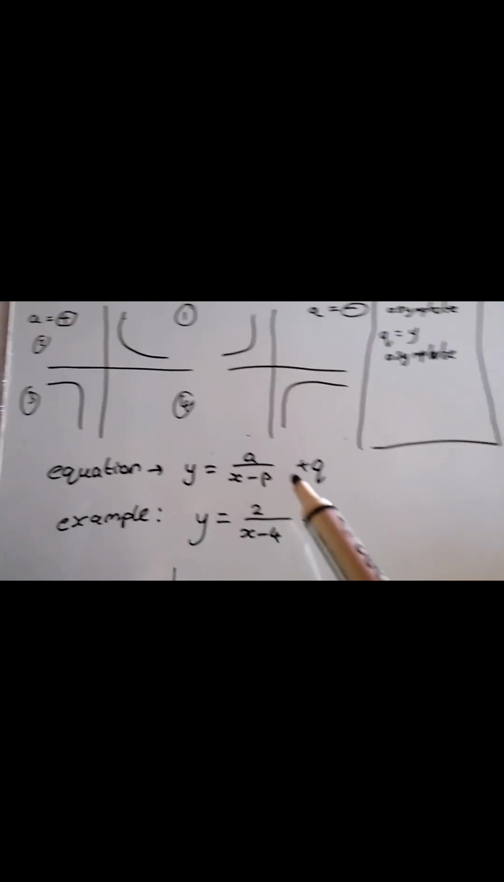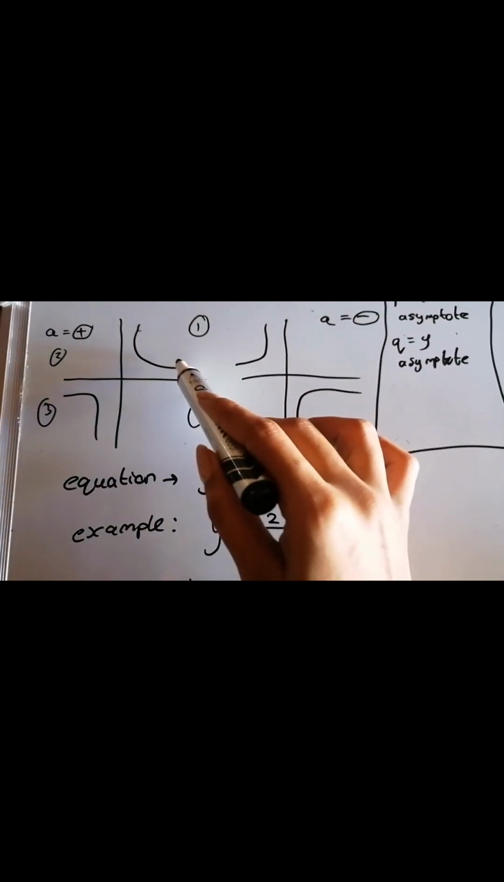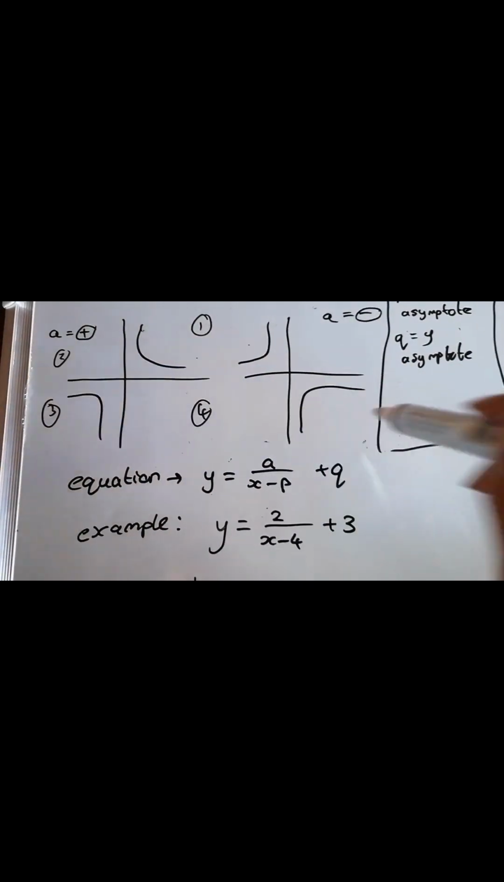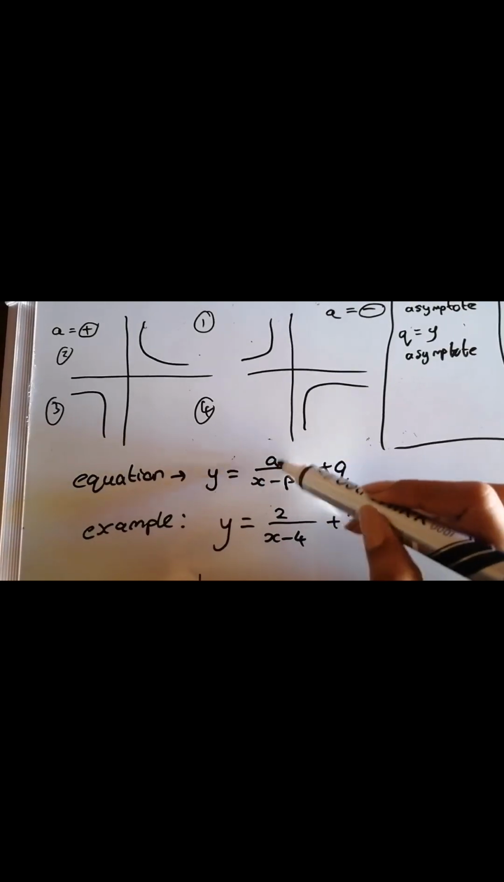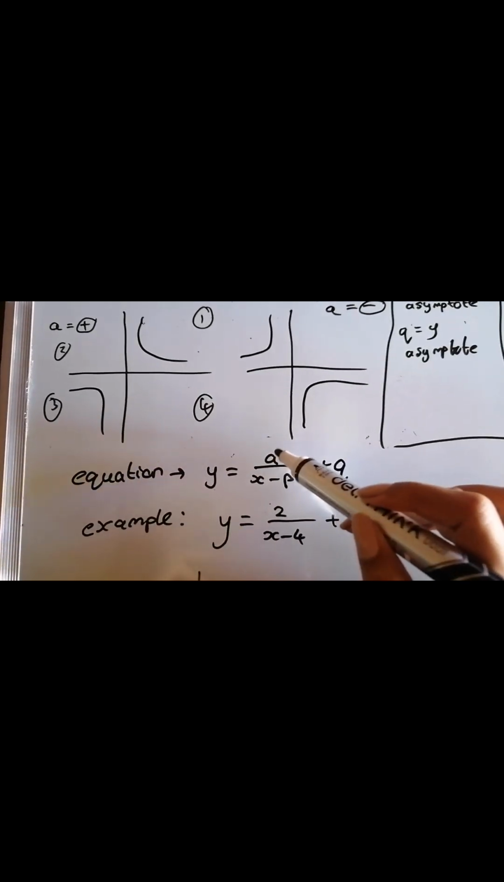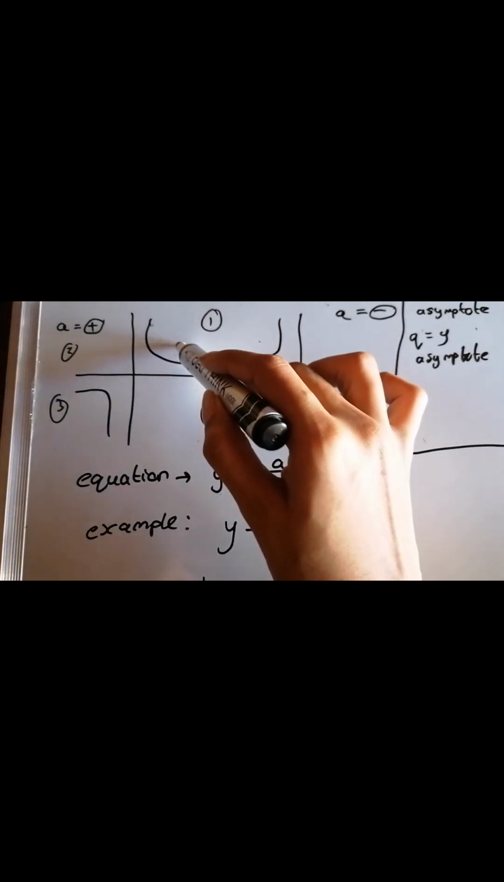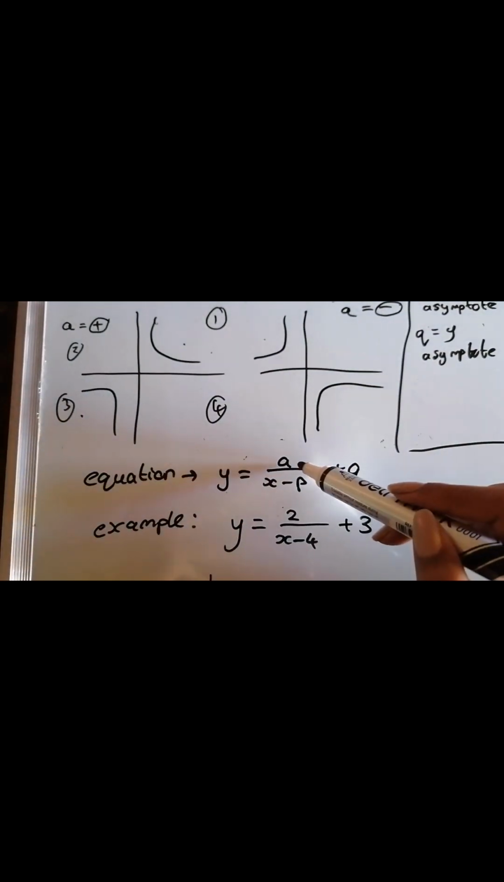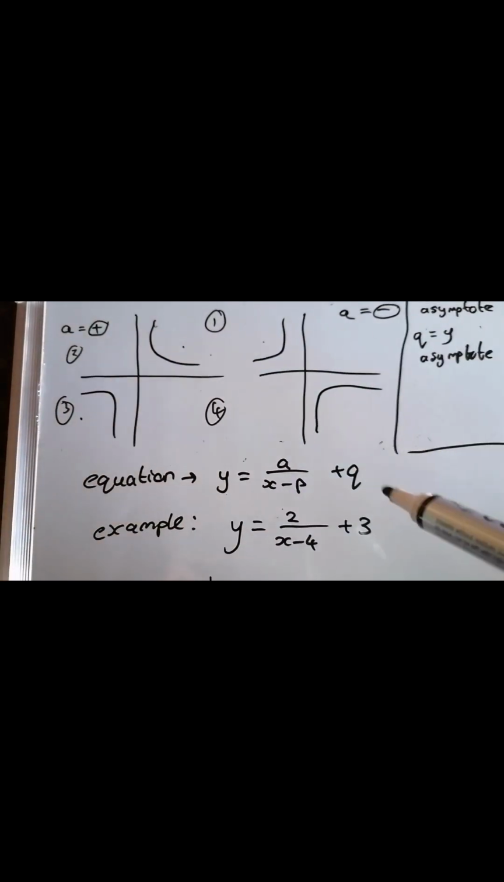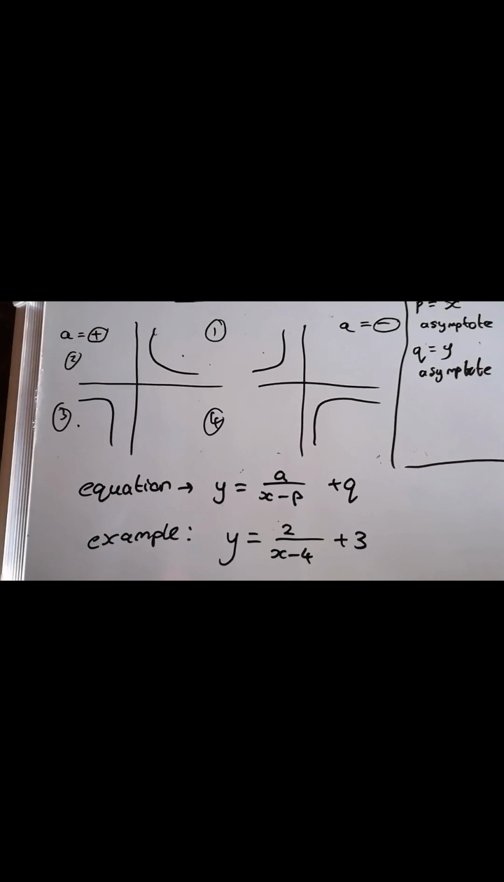Now, how do we know where to put our graph, like in 1 and 3 or in 2 and 4? So see this A value on top of your graph. You need to see if it's positive, it's going to go in quadrants 1 and 3. If it's negative, it's going to go in quadrants 2 and 4. Okay, that's just something you should learn.